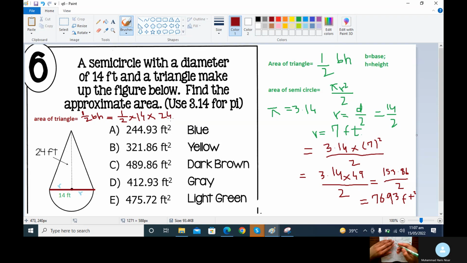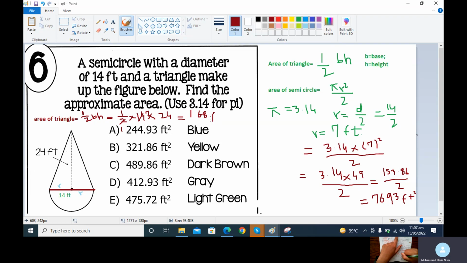So half, just simplify it. 2 ones are 2, 2 sevens are 14, and 7 multiplied by 24. It equals 168. So area of triangle is 168.